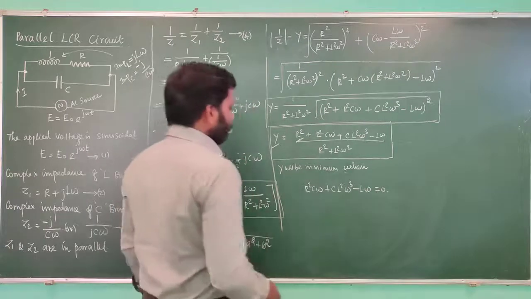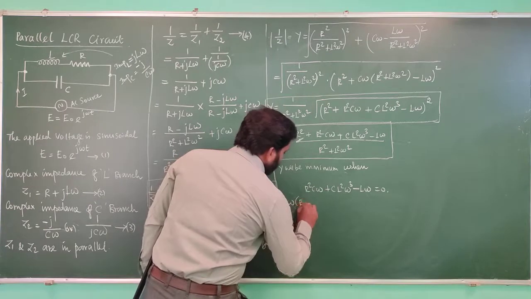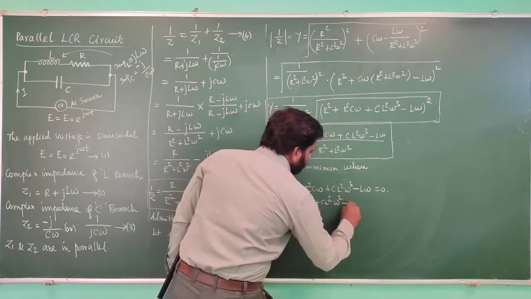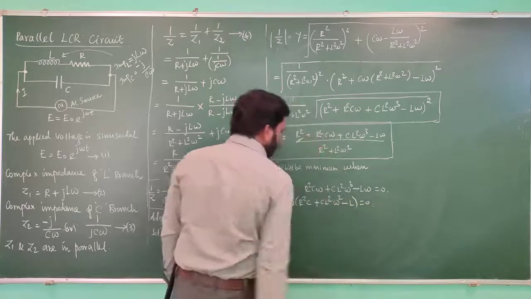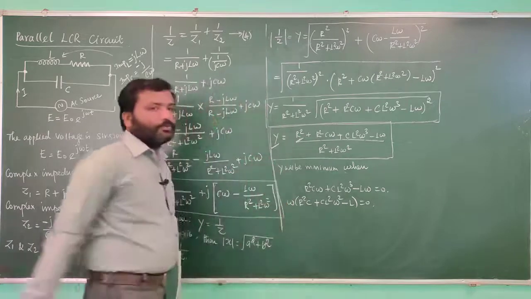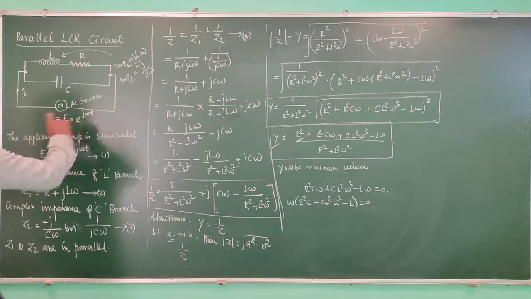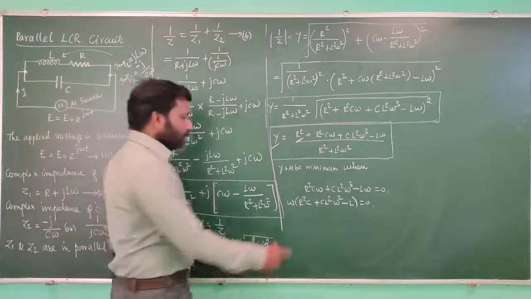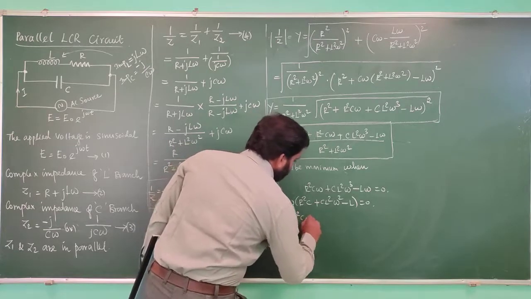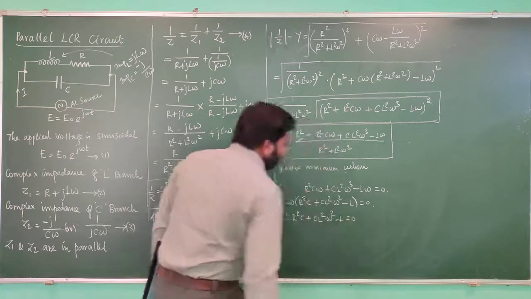In this case, omega is common in all, so let's take it out. So r square c plus c l square omega square minus l is equal to 0. Omega cannot be 0, that is, the frequency of the applied AC source cannot be 0, so that this term can be 0. So now r square c plus c l square omega square minus l will be equal to 0.